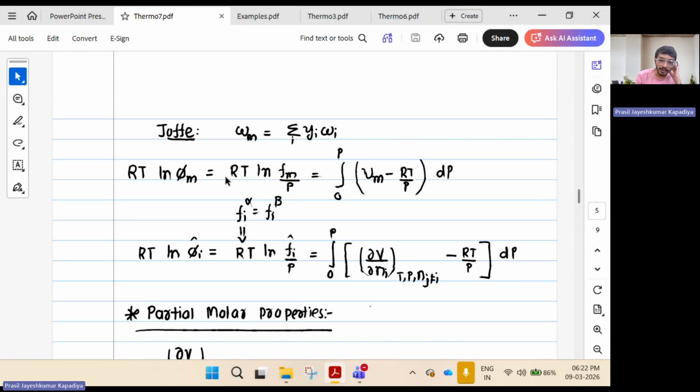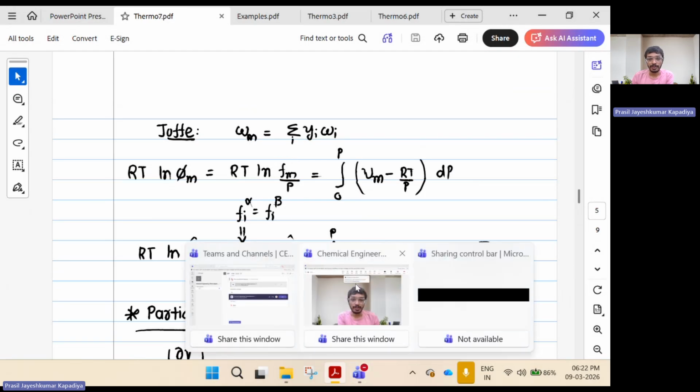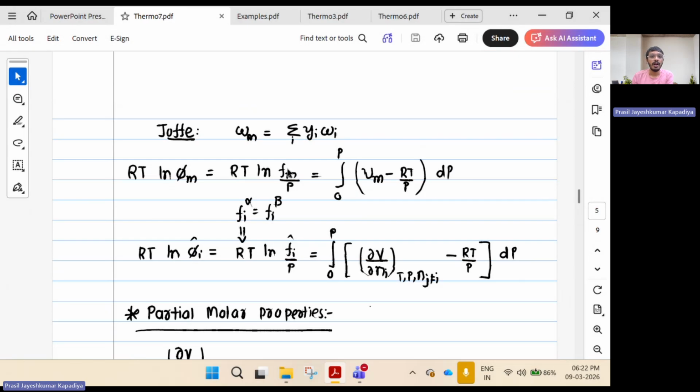Okay, so instead of doing mixer fugacity or mixer fugacity coefficient, can we replace it with something where, instead of doing mixer fugacity, we can write fugacity of a particular component in that mixer. So that is what we have done. So it is RT ln phi cap. Phi cap meaning fugacity of component i in the mixer. This cap suggests that we are looking at that particular component in the mixer. So RT ln phi cap is equal to RT ln.